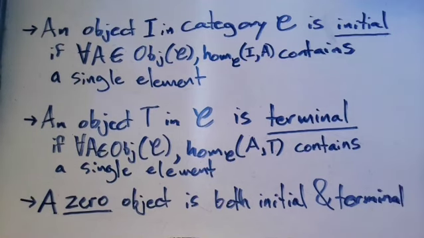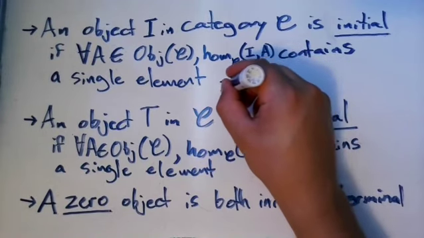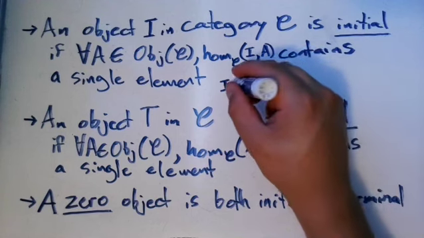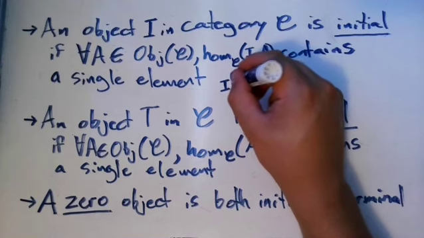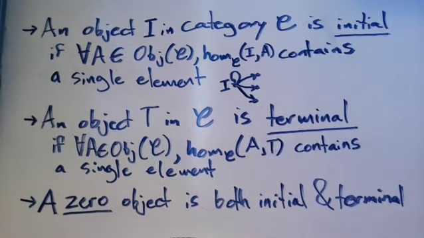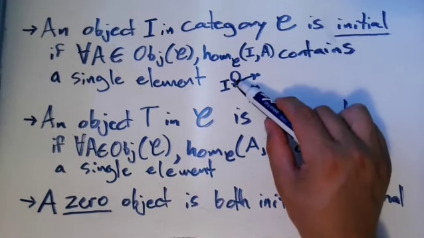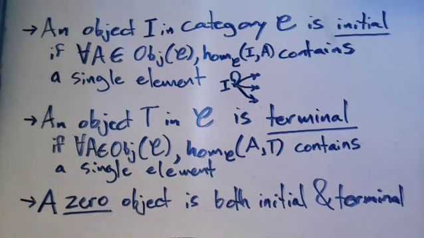What that looks like is that you have your object I, and for any object A, including I, there is a single morphism from I to that object. And of course, because we must always have the identity morphism on I, the only morphism in the hom set from I to I is the identity morphism if I is initial.